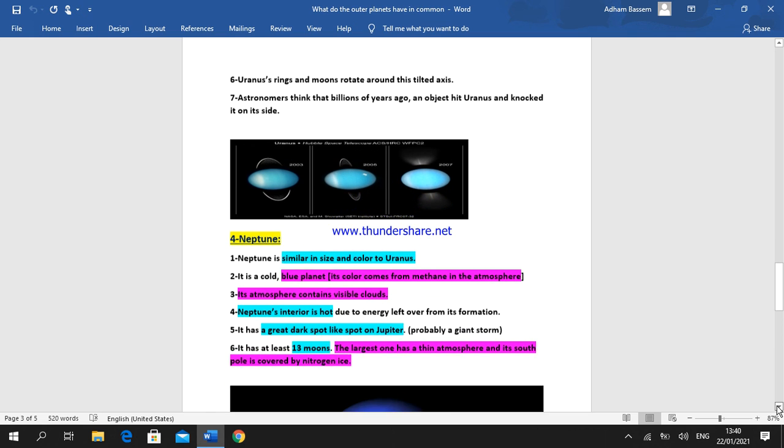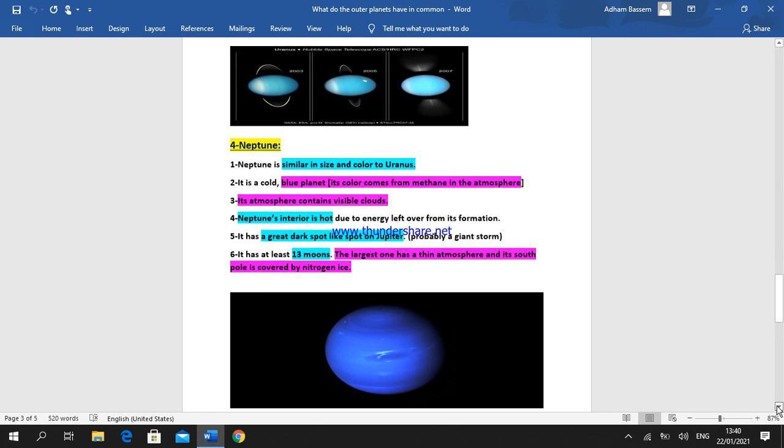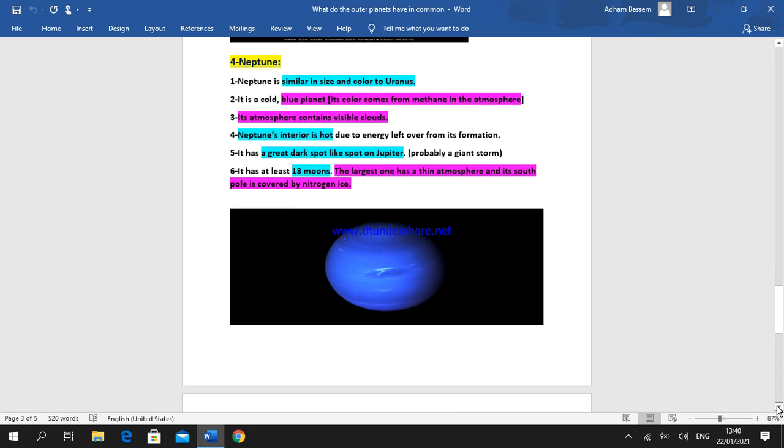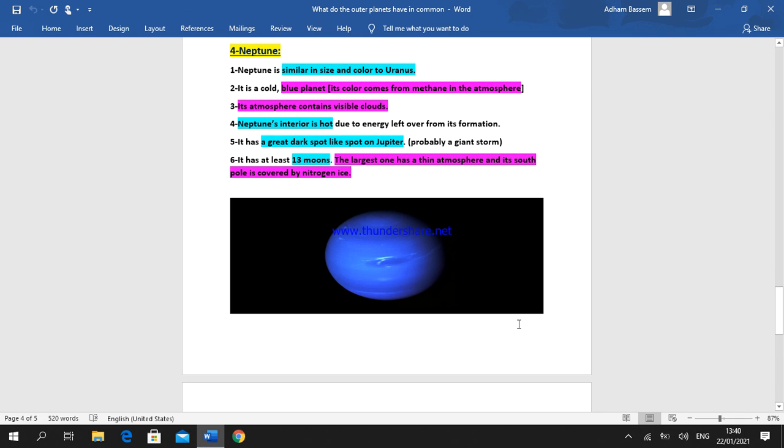The last one in outer planets is Neptune. Look at the figure in front of you. Neptune is similar in size and color to Uranus. It's very cold. It has a blue color, and its color comes from the presence of methane gas in its atmosphere. Its atmosphere also contains visible clouds.